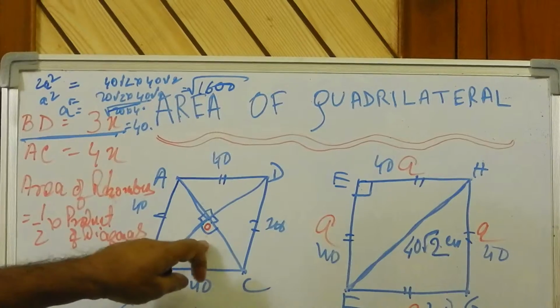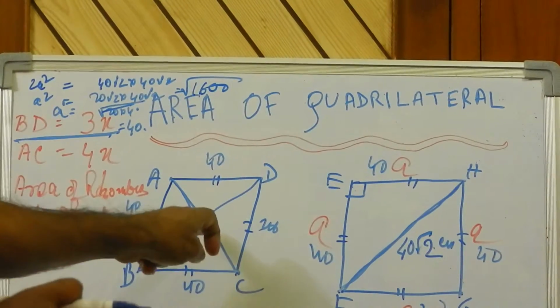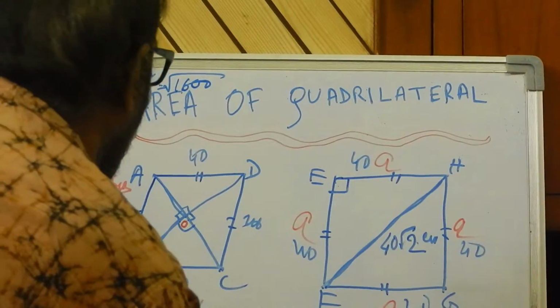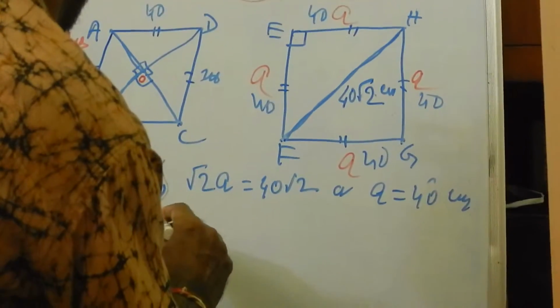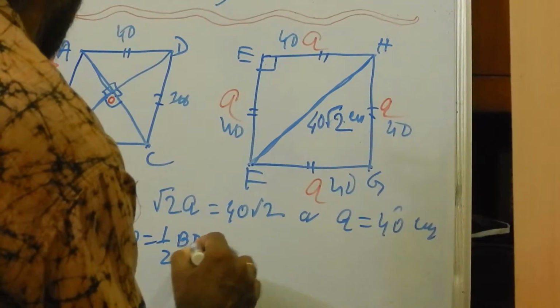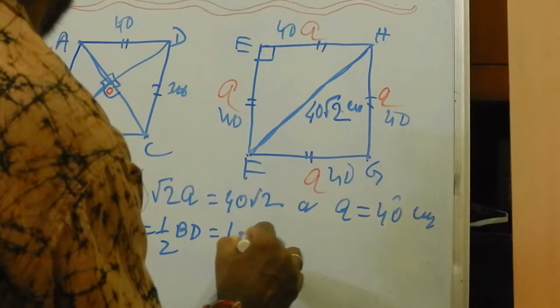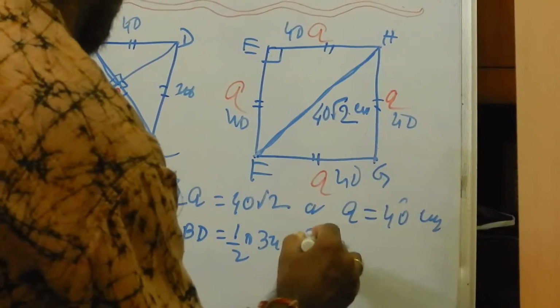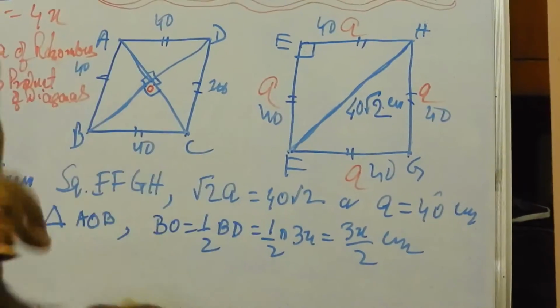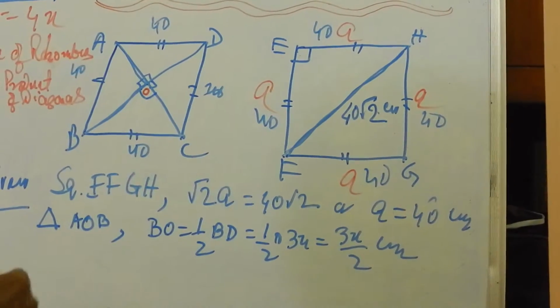Okay, it's half because the diagonals bisect at right angle. So BO equal to half BD equal to half into 3x equal to 3x by 2 centimeter. BO. Now what about AO?